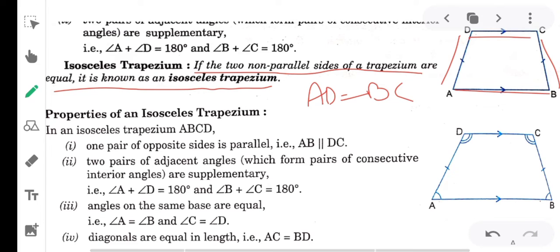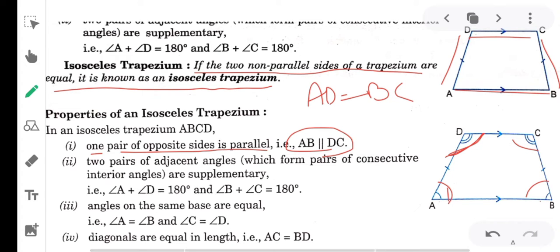Okay, next the properties of isosceles trapezium. One pair of opposite sides is parallel. Obviously it is a trapezium, that's why AB parallel to DC. Two pairs of adjacent angles are supplementary, which means angle A plus angle D equal to 180 degrees and angle C plus angle B equal to 180 degrees.